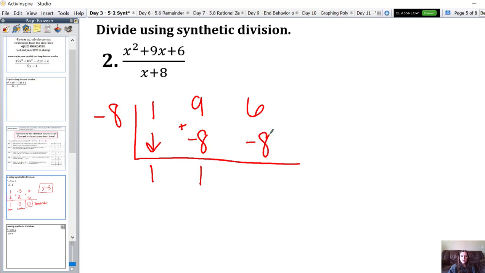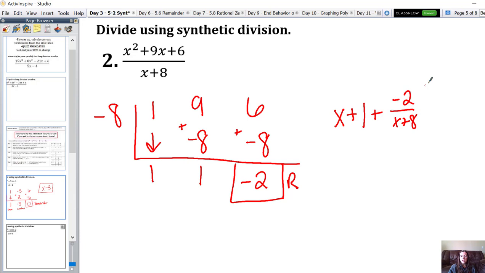Multiply and add. Now our last number, that's still our remainder. Then we have a constant piece and a linear piece. So here our final answer is x plus 1 plus our remainder of -2 over x plus 8. We're still putting that divisor on the bottom.